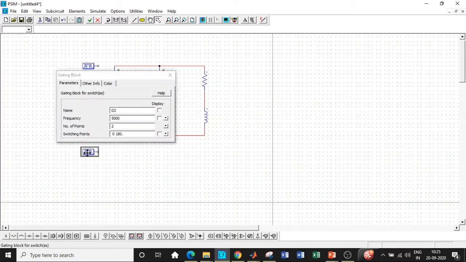Now once this is done, again change this to 50, and this should start from 210 for the second cycle, and it should end at 360, isn't it? Because 1/2 cycle corresponds to 180 degree.